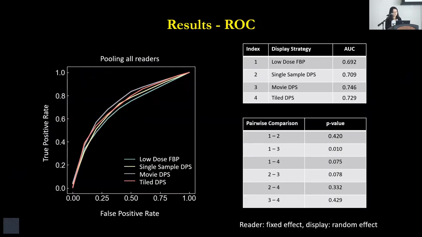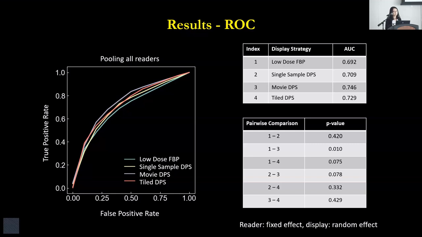And this slide shows the ROC for all readers pooled. Again, low-dose FBP has the lowest AUC. The AUC values are shown here. The single sample DPS has a slightly higher AUC. Both multi-sample displays, movie and tiled, have higher AUC. To show the statistical significance, I'm also showing the p-value for pairwise comparison of these 4 strategies. We see that the single sample DPS is in fact not statistically significantly different from low-dose FBP performance. The movie DPS does perform better than low-dose FBP, and so does the tiled DPS method.